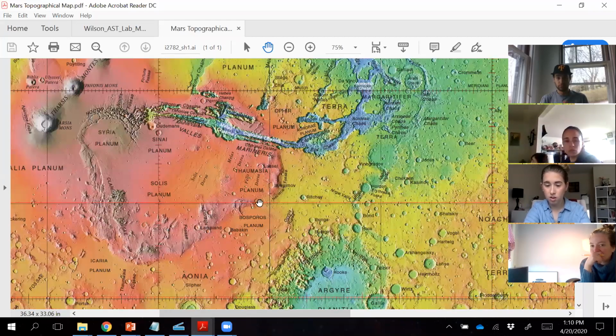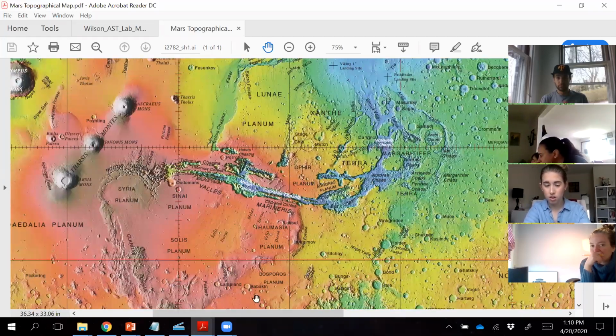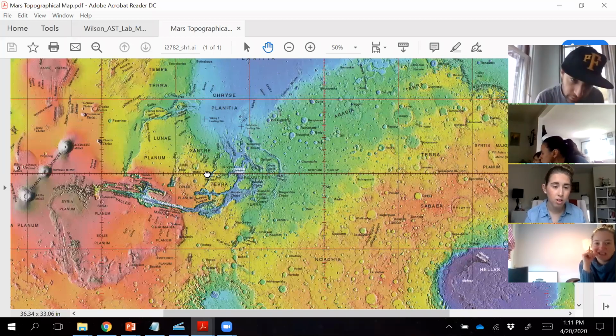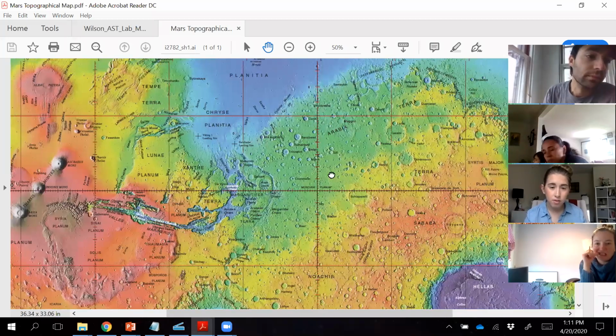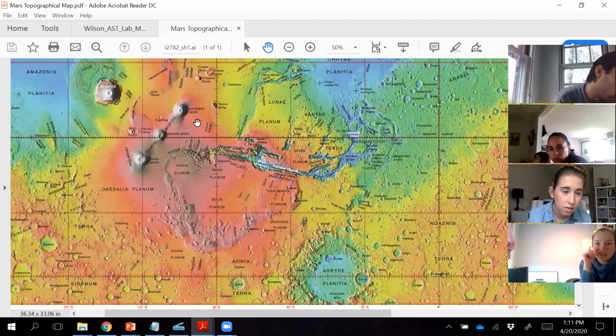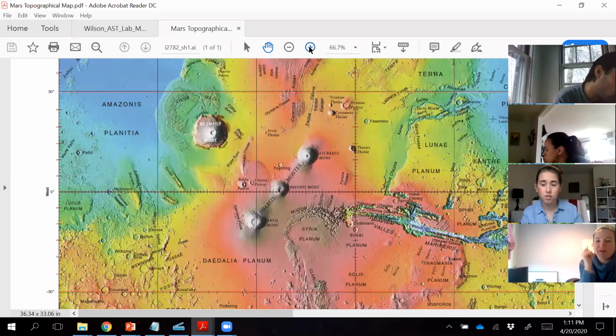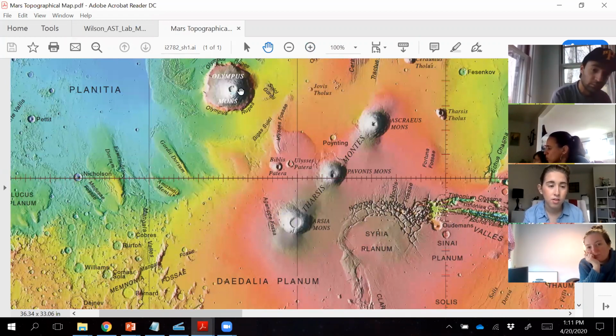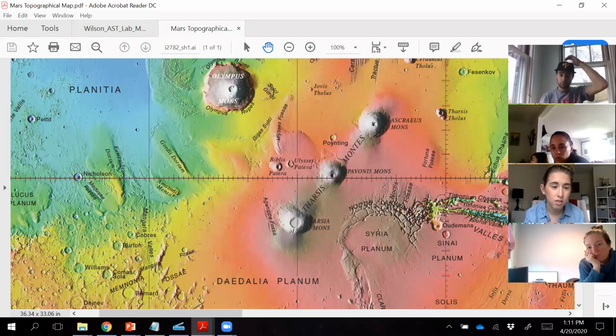Now let's look around here. Where do you guys see the highest elevations on the surface of Mars? If we look at this entire map here, where do we see the highest elevations? The volcanoes? Yeah, right at the tops of these volcanoes here, right? And these are big boys. Mars has bigger volcanoes than Earth, including Olympus Mons, the largest volcano in the solar system.